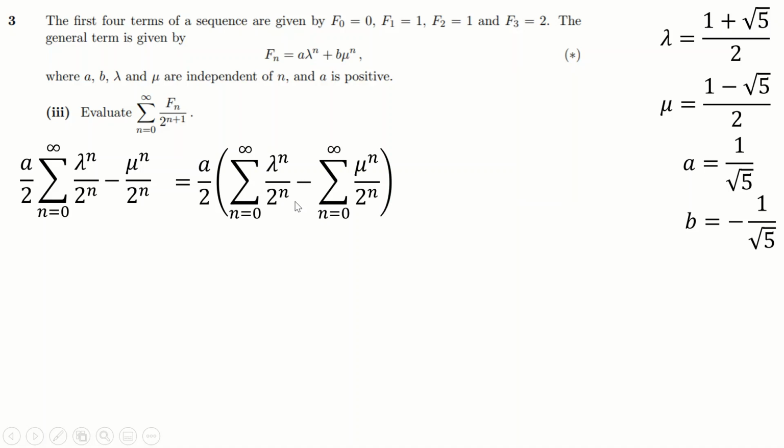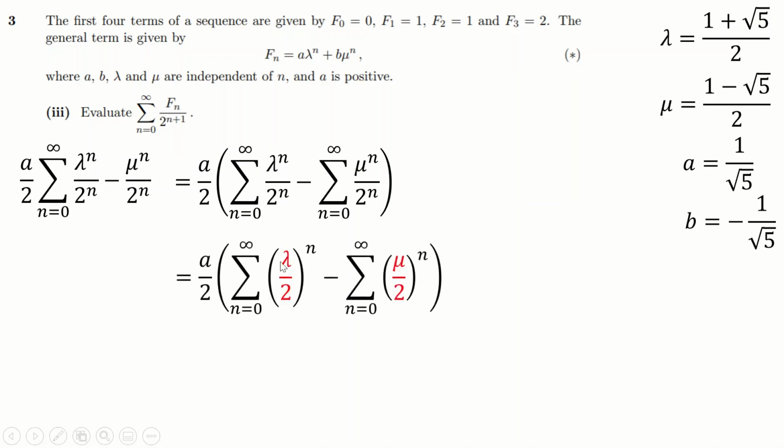And now the last thing I'm going to change is this lambda to the n over 2 to the n, I'm going to write as lambda over 2 all to the n. Because when you take a fraction to a power, you distribute that power across both. So I'm allowed to do this. And likewise here. And now this is an infinite series, an infinite sum.